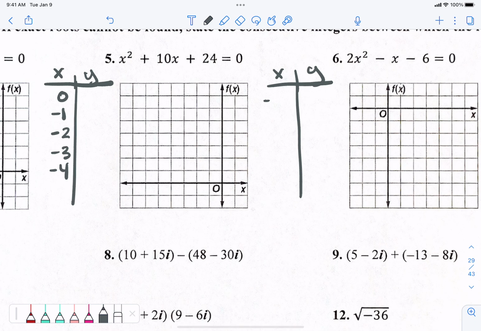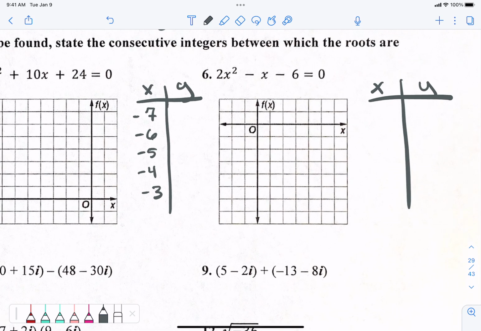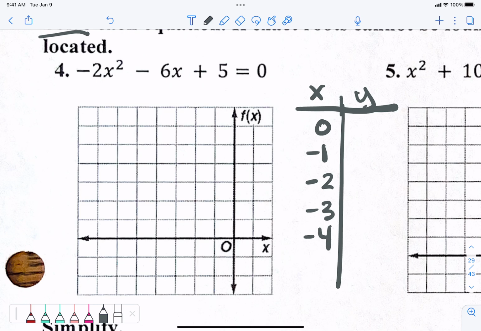So let's go -7, -6, -5, -4, -3. Let's try those. And then for the last one, let's go -2, -1, 0, 1, and 2. We'll do those. Okay? All right. Shall we plug some in?